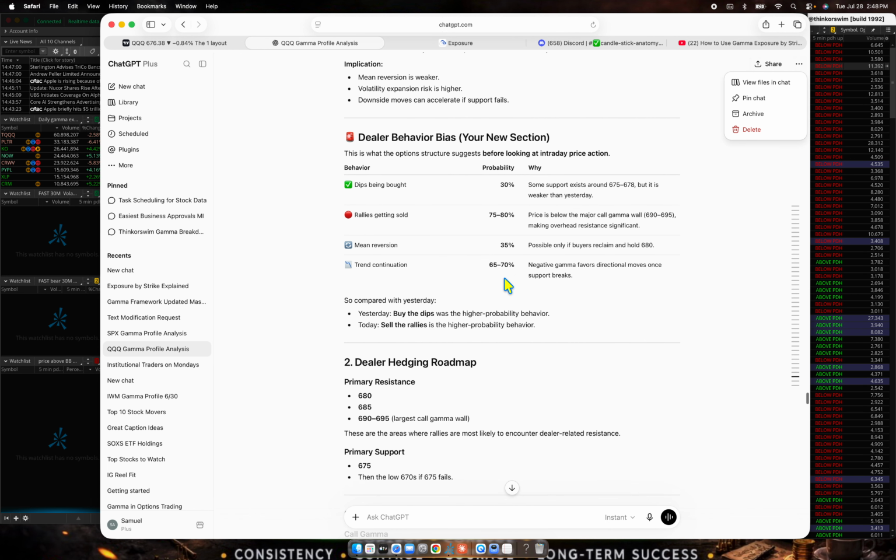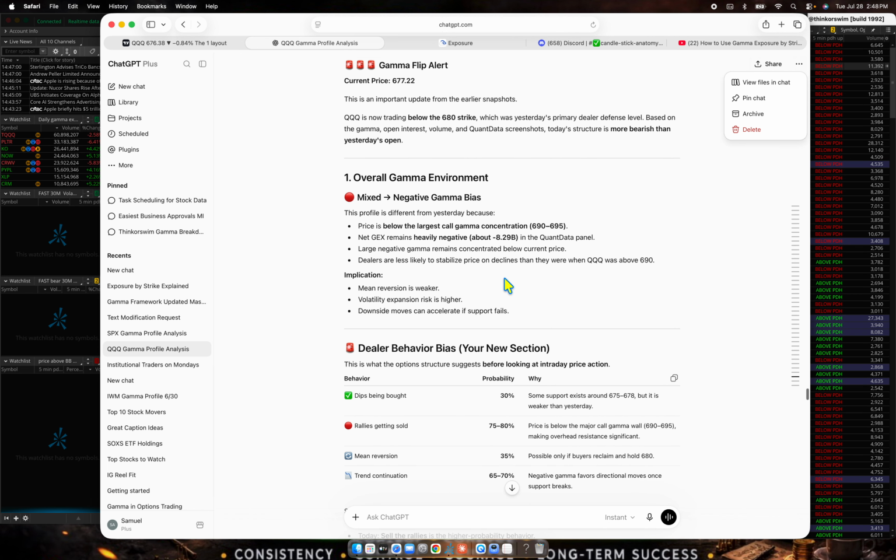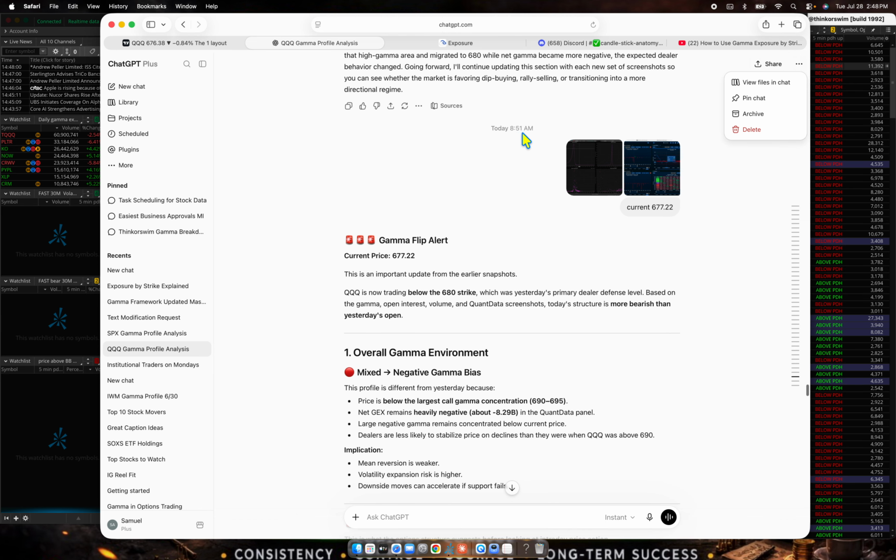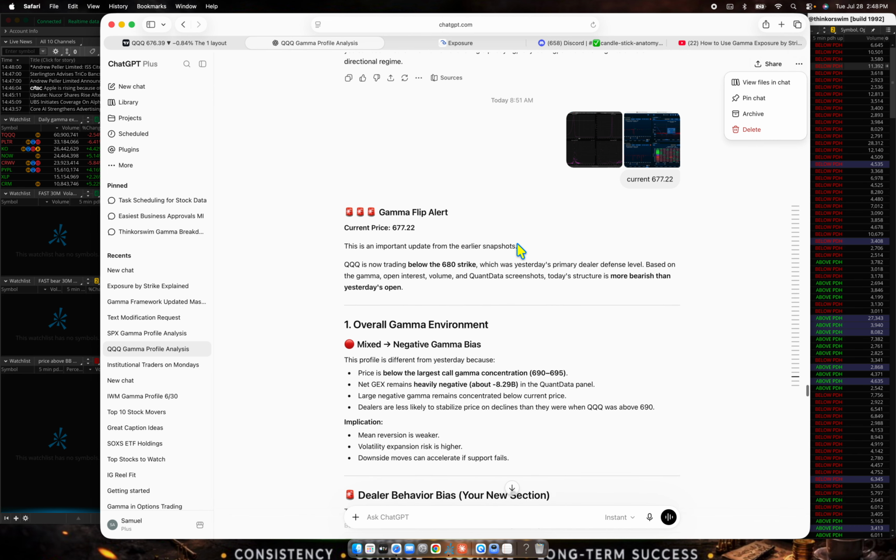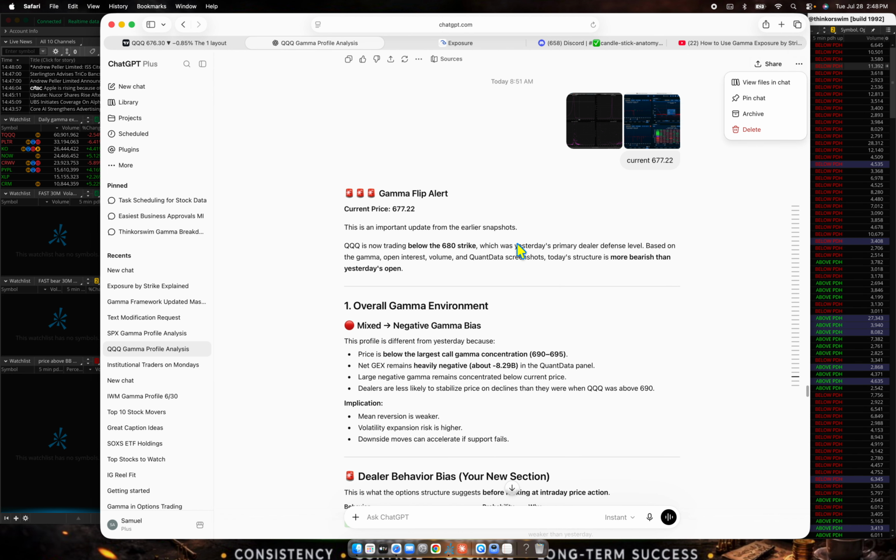It already told us this right before the market even opened. Remember, 8:51 a.m. we already had this data. So now we're just looking for a price to respond to the data that we have, and then that's when we base our execution off of that, okay?